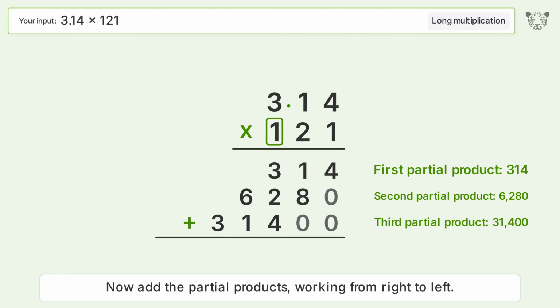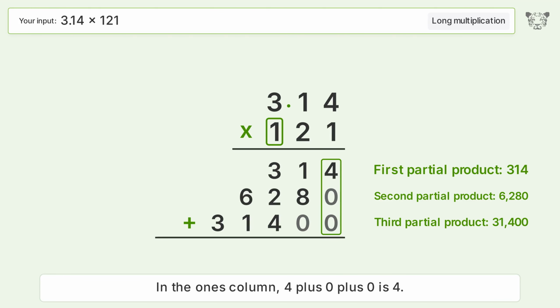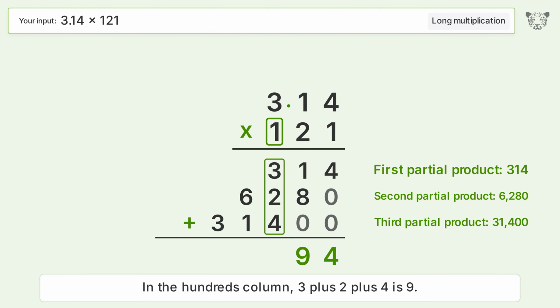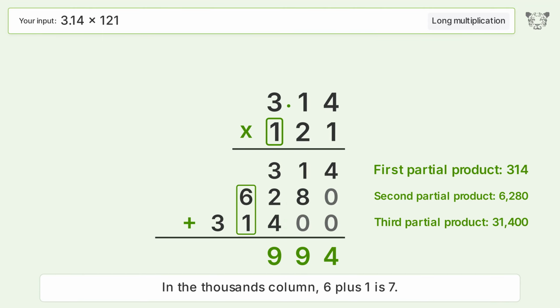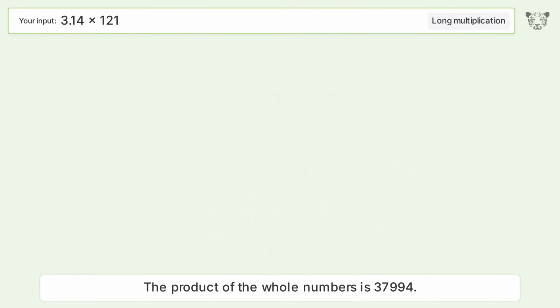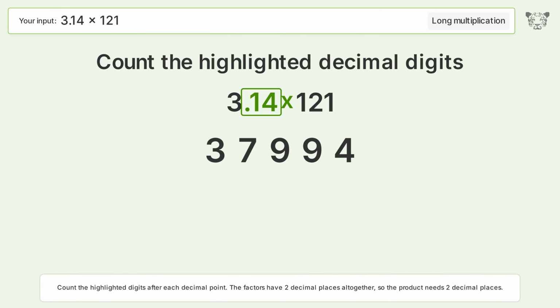Now add the partial products, working from right to left. In the ones column, 4 plus 0 is 4. In the tens column, 1 plus 8 plus 0 is 9. In the hundreds column, 3 plus 2 plus 4 is 9. In the thousands column, 6 plus 1 is 7. In the 10,000s column, bring down 3. The product of the whole numbers is 37,994. Count the highlighted digits after each decimal point.